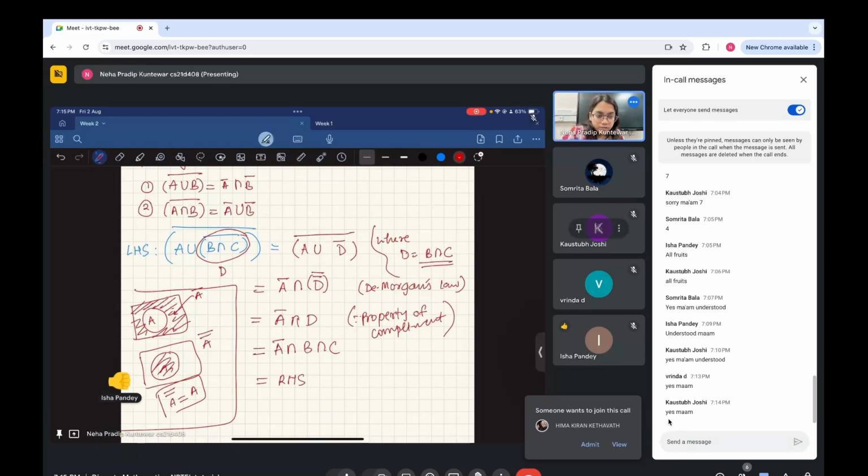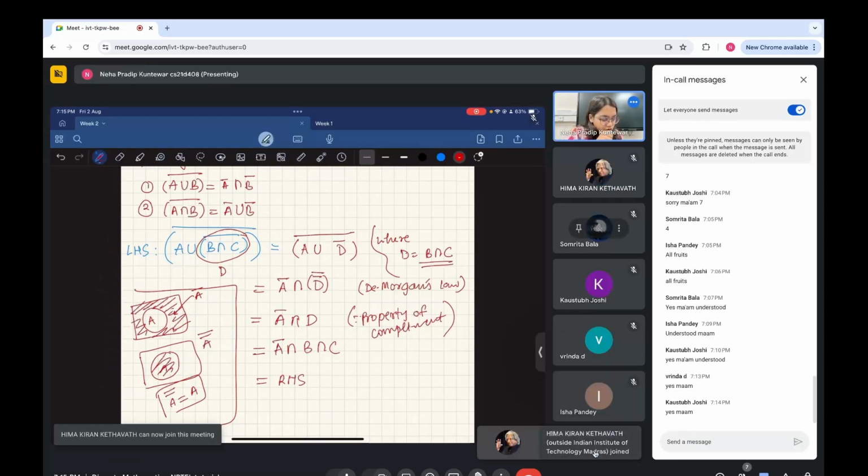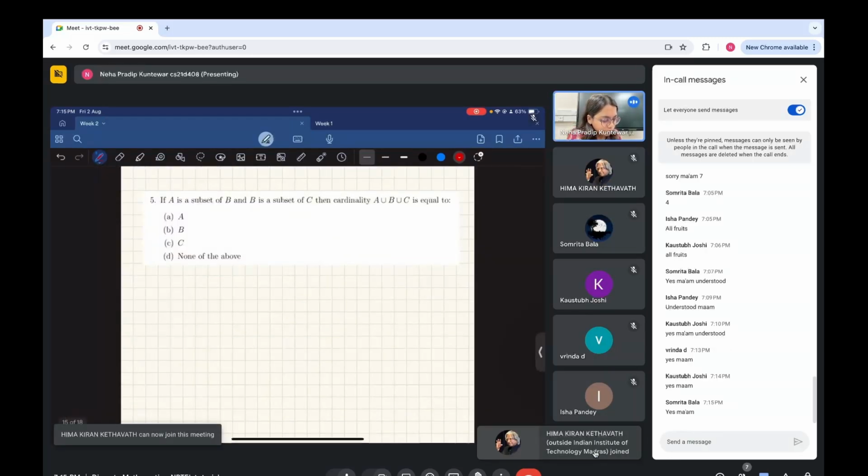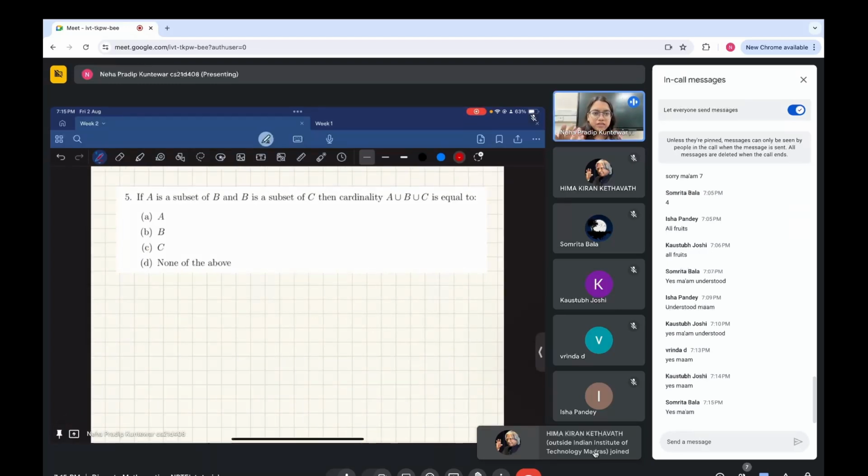Okay, so is this fine? Okay. Good. So the third question is similar, and this is also quite simple. So you can try to solve this.